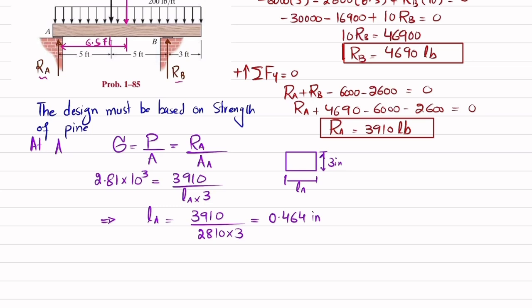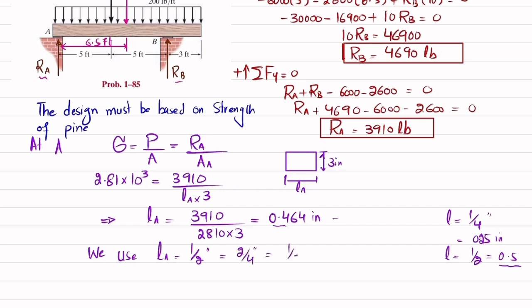We have been given that L should be to the nearest 1 over 4 inch. Half inch is 0.5, and this is 0.25. As our value 0.464 is nearer to 0.5, we use a length of this base plate of 1 over 2 inch. You can also write it as 2 by 4 inch, which is again 1 over 2 inch. So the length of this base plate is 1 over 2 inch.